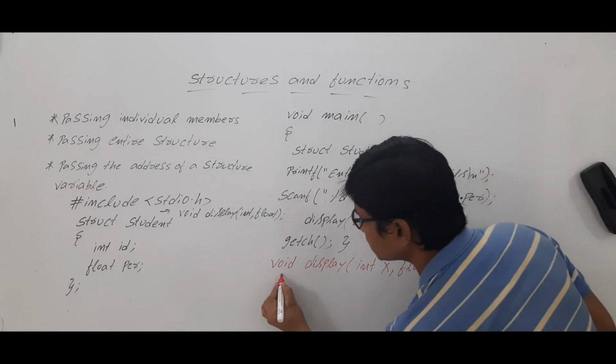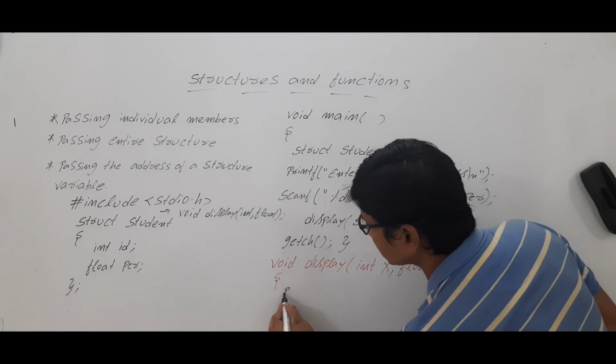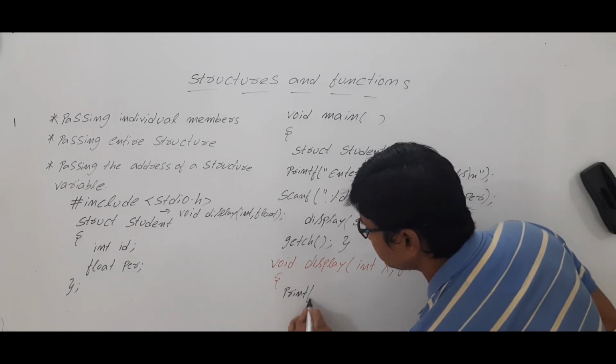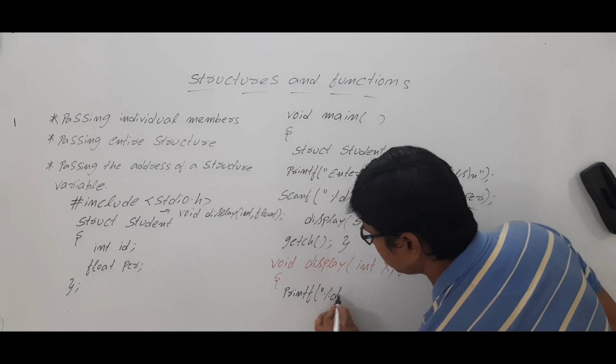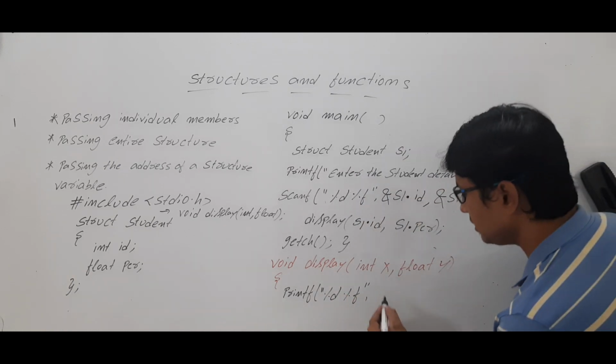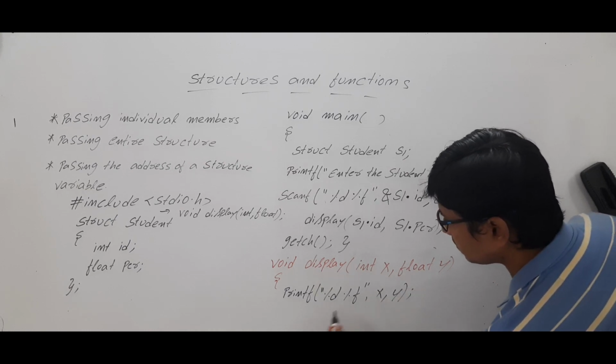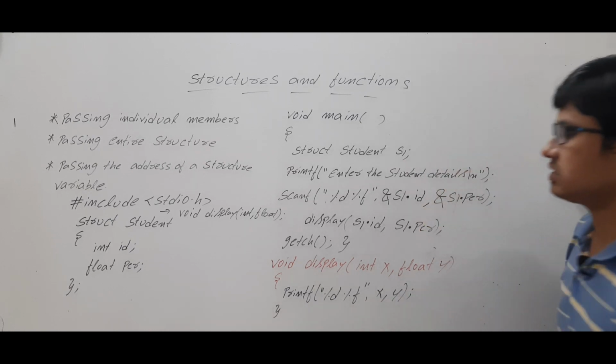Now I need to display them. So how will I display? By using the printf function. So printf, %d, %f. Okay, are you able to understand? Then I need to write x comma y and close the function called display.